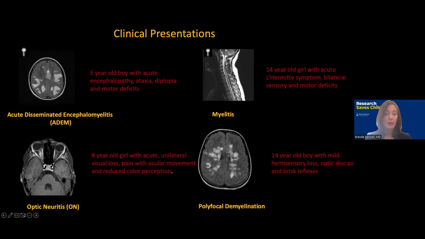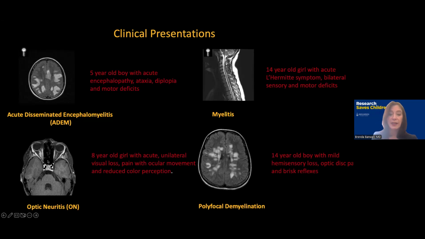On the bottom, we have an 8-year-old girl who came in with acute unilateral visual loss of her right eye. She had pain with eye movement. And when we tested her color perception, she had difficulty seeing the color red. It looked brown to her. And on that image, you can see that the right optic nerve is bright and thickened compared to the left. And this is optic neuritis.